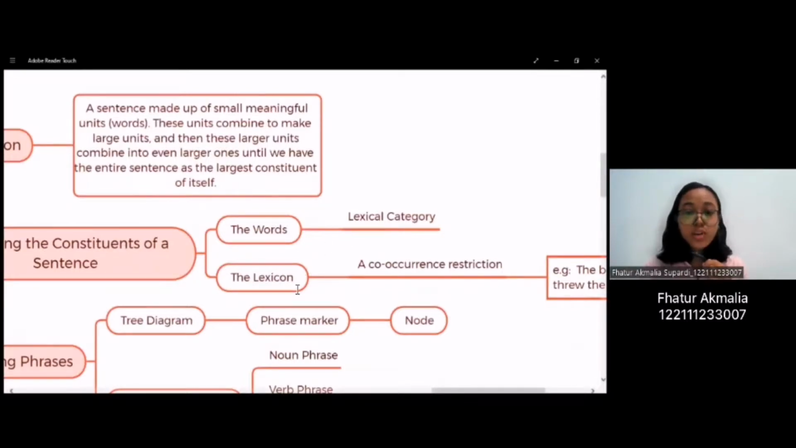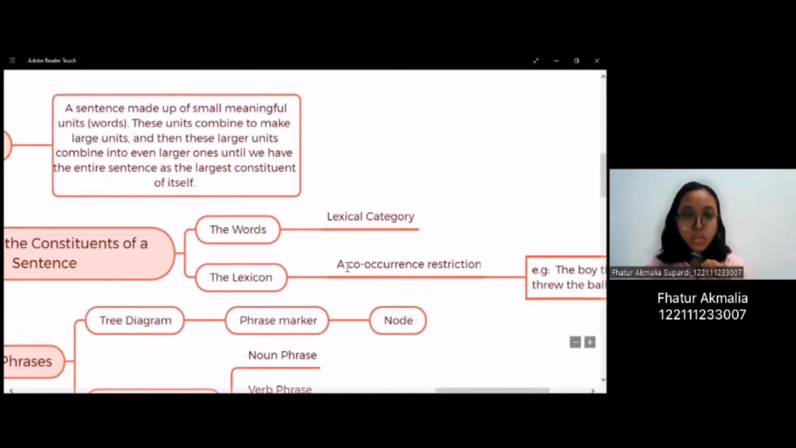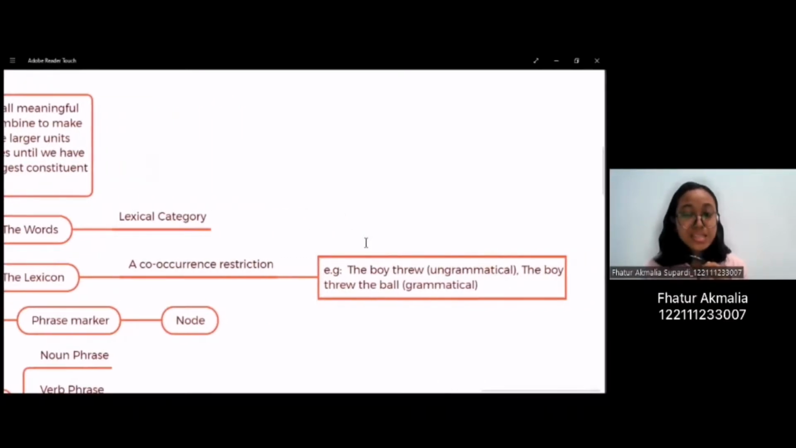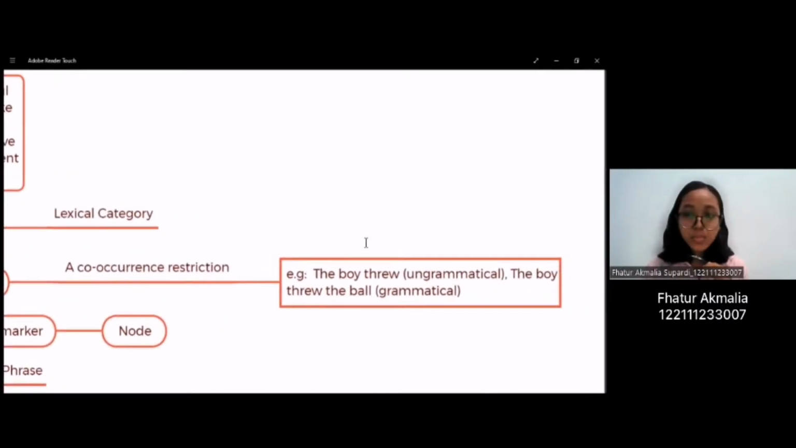A lexicon for a specific language is a list of all of the morphemes that are used in that language to form words. Any co-occurrence restrictions are also mentioned by labeling each root as to the subtype of the category, such as whether a verb is transitive or intransitive. A co-occurrence restriction is a limitation on the use of a morpheme. For instance, a transitive verb is limited to sentences that have a direct object. The sentence, the boy threw, is ungrammatical because threw must co-occur with an object, as in the boy threw the ball.